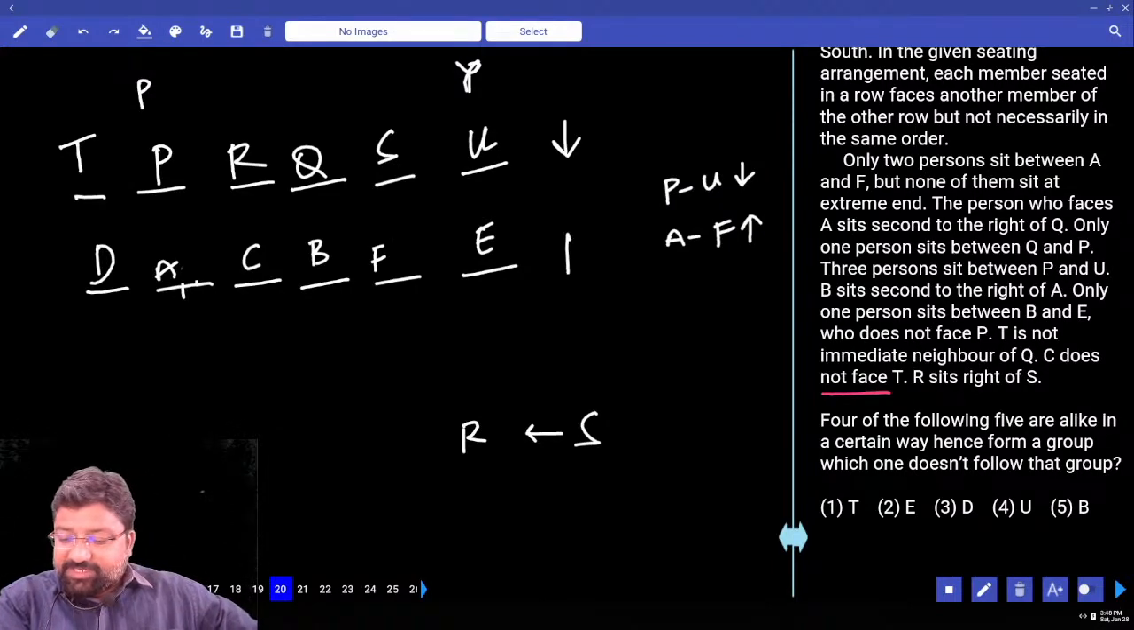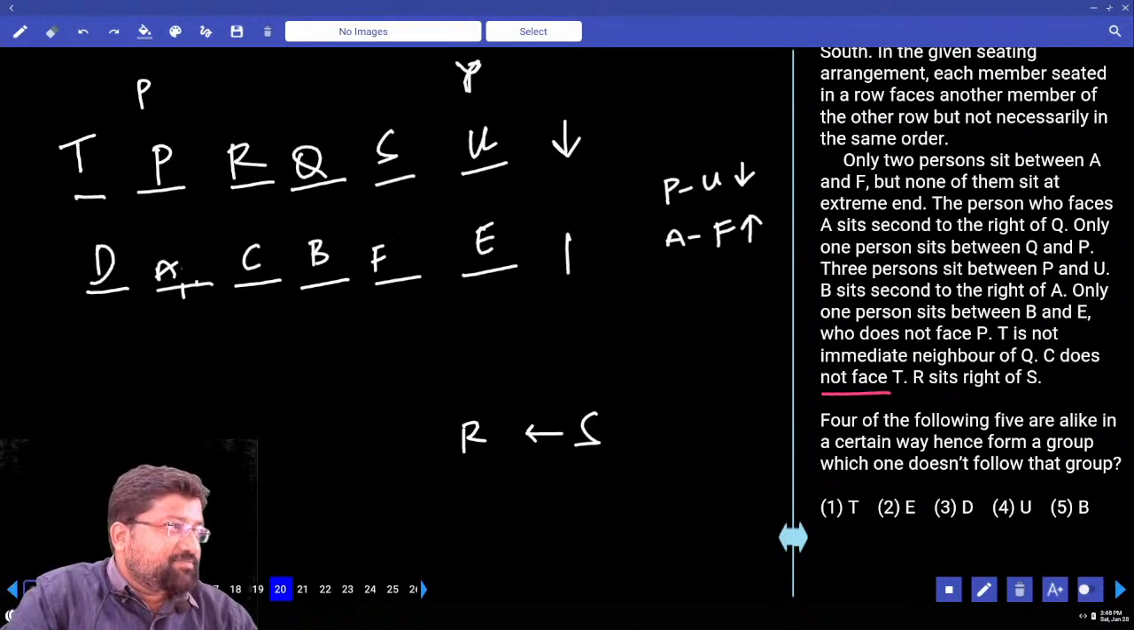Is it clear? See: T, E, D, U, B. T, E, D and U are in the corners. Who is not in the corner? B. What should be my answer? B.